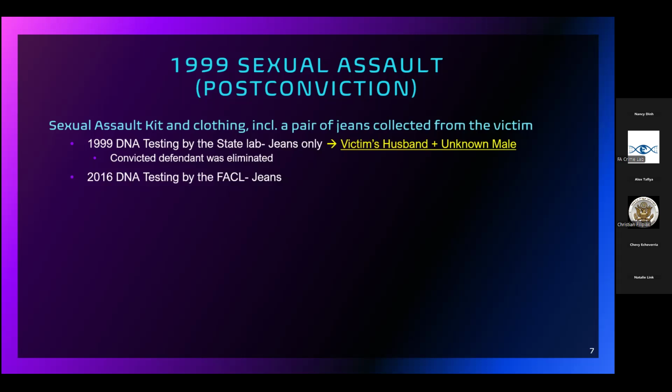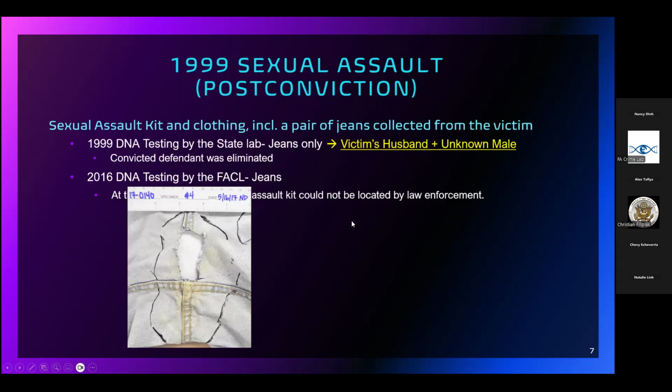So in 2016, FACL received the evidence. At this time, the victim's sexual assault kit could not be located by law enforcement, so we tested the jeans as well. The DNA testing that was done in 1999 produced DNA profiles that were not eligible for CODIS, because CODIS had specific rules for what is eligible, and that profile at the time was not. So at this point, our objective was really just to develop a profile for the unknown male so we can submit that profile to CODIS.